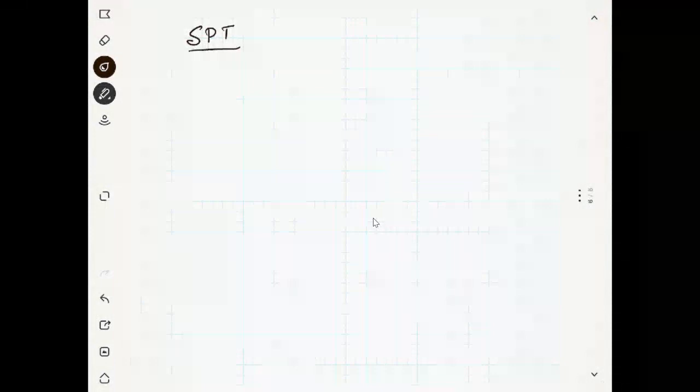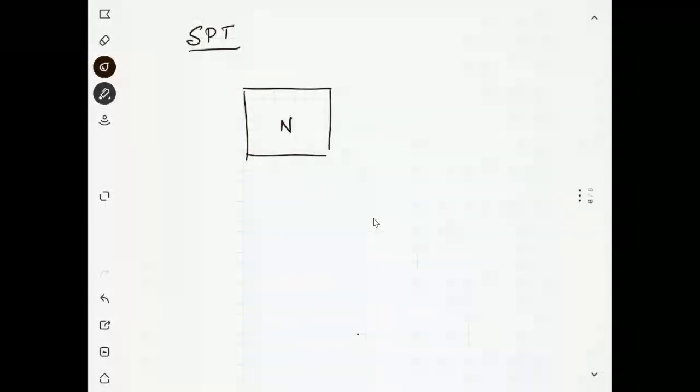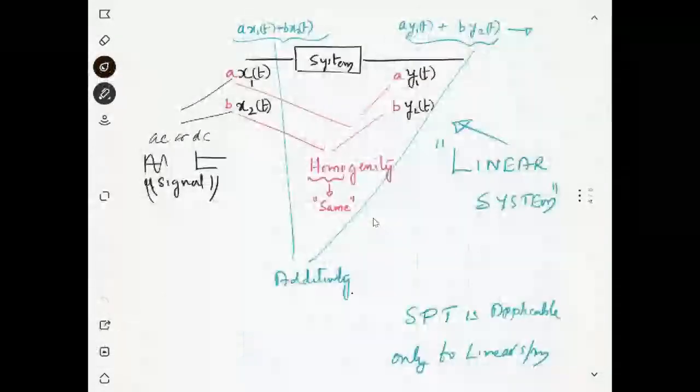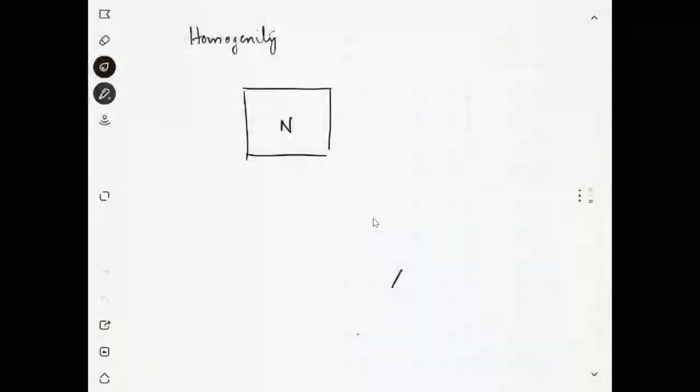Okay, you have a very complicated network. I am just representing it with a box. I am talking about the homogeneity property now. I told you about the homogeneity property just before. You can see this. This is the homogeneity property. If you give a into x1 of t, then you will get a into y1 of t. If you give b into x2 of t, you will get b into y2 of t. Okay, that is the homogeneity. It will be multiplying with the same factor.